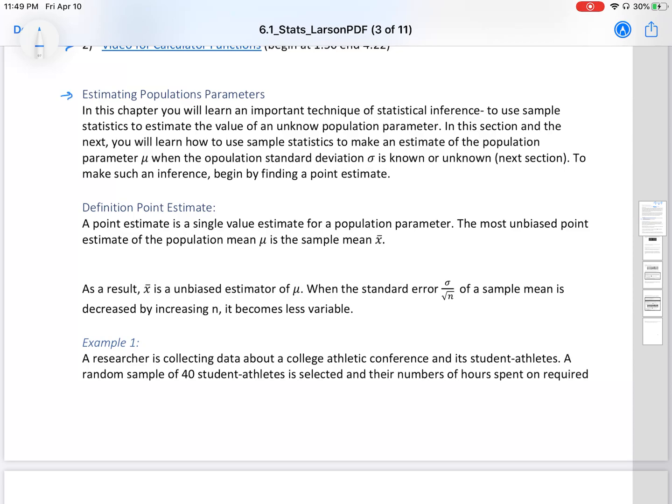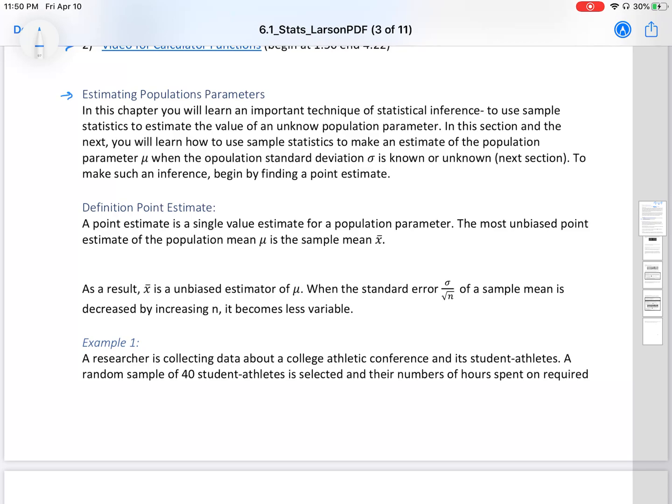Estimating population parameters. In this chapter, you will learn an important technique of statistical inference: to use sample statistics to estimate the value of an unknown population parameter. In this section and on the next, you will learn how to use sample statistics to make an estimate of the population parameter mu when the population standard deviation sigma is known or unknown, which is our next section.